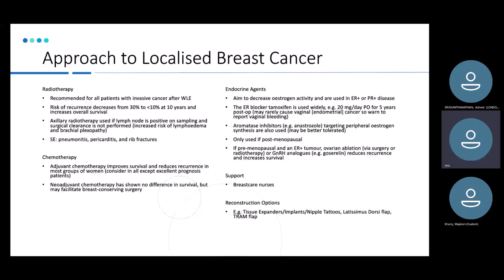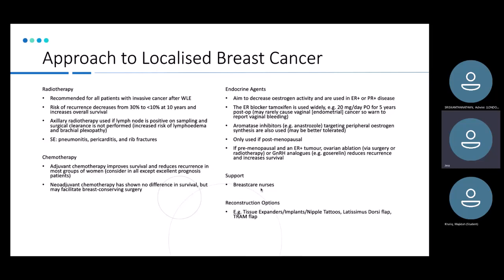Chemotherapy is also important and improves survival. You also have endocrine agents, which are really key in breast cancer. So if you're estrogen receptor positive, tamoxifen is used very, very widely. And you can also have aromatase inhibitors depending on if someone is pre or postmenopausal. And Herceptin is another agent that's used if you're HER2 positive.